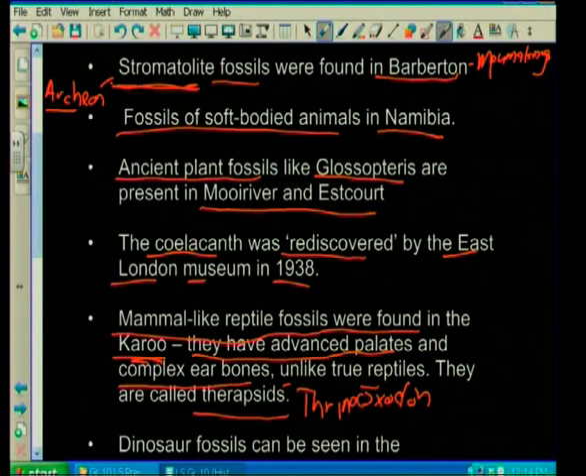The Thrinoxodon was a therapsid found in the Karoo, which is also part of Africa. So that Thrinoxodon had more reptile features and also mammal-like features. So the fossils of the therapsid were found in the Karoo.